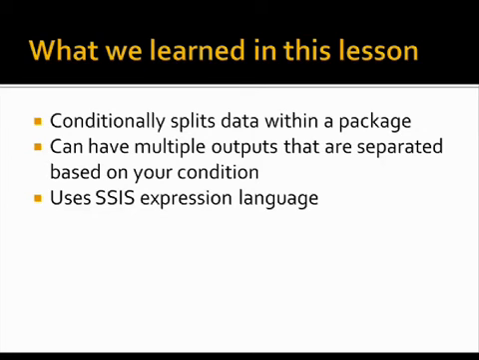All right, so in this lesson we learned how to use the conditional split. In the example we did, we covered how to conditionally split our data based on a region code to make 2 separate mailing lists. You want to use the SSIS expression language to do that, and what we used at the end was multiple outputs to separate our different mailing lists. And that's how we did the conditional split transform.